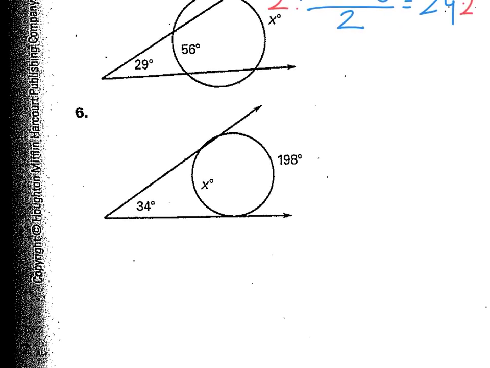And question number 6. We're going to take x minus 198 divided by 2 equals 34. Again, follow the same steps as you did in number 5. Make sure you put your answers over on the blank.